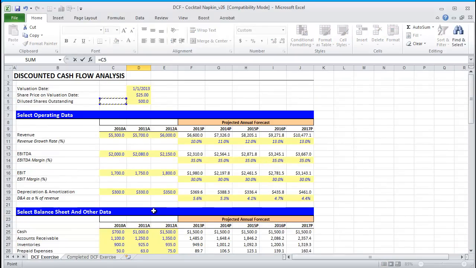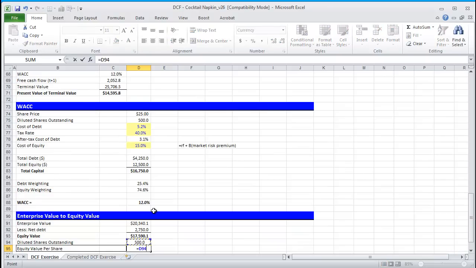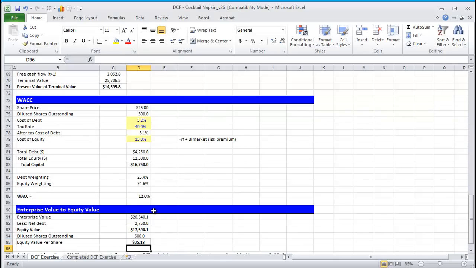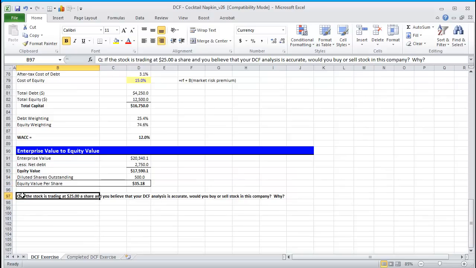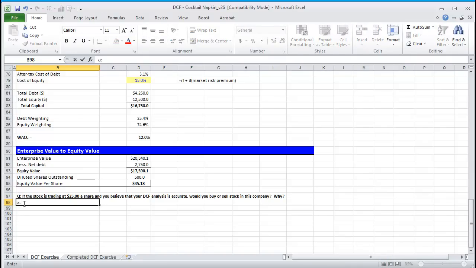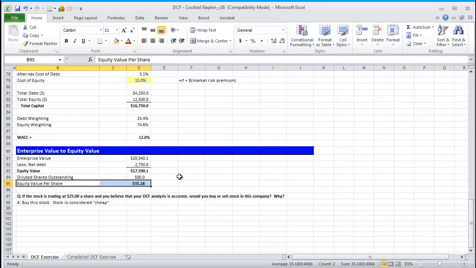Now, if we bring in our diluted share count, 500, we can figure out on a per share basis what the equity value per share is. And that is $35.15. So if we take a look at this question, if the stock is trading at $25 a share and we believe that the DCF analysis is accurate, would we buy or sell the stock? I believe that if our DCF analysis is indeed correct, we're going to want to buy this stock. The reason is because if we believe that the stock should be valued at $35.15 and it's valued at $25 a share, then the stock is considered cheap. So we would want to go ahead and buy it. Okay? So now you can see how you can use this really powerful analysis to make decisions for investments or trading or whatever it is you might be doing with the DCF.